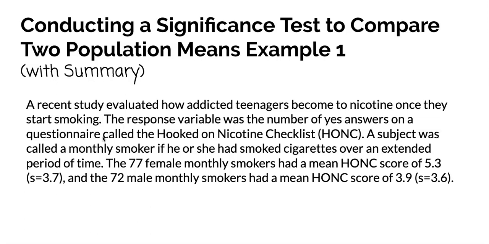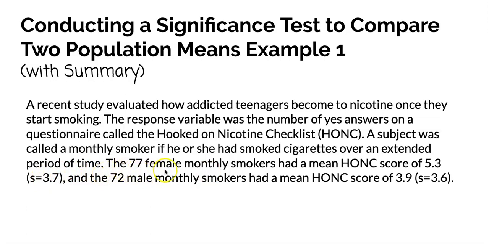We should be able to continue with this and just check the assumptions, right? Somewhere they should have mentioned random. We'll keep reading. Or if not, we will assume they did the right thing, and then we will continue with this test. All right, a subject was called a monthly smoker if he or she had smoked cigarettes over an extended period of time. Okay.